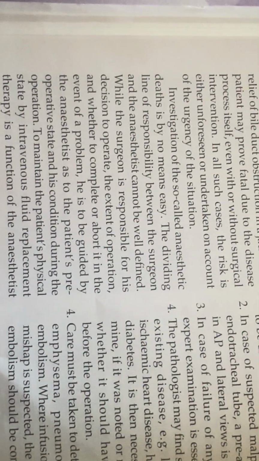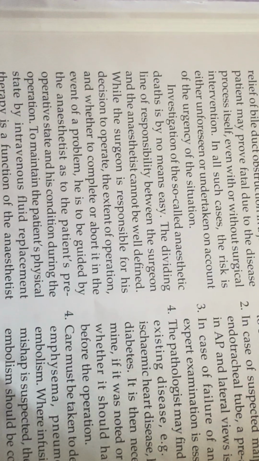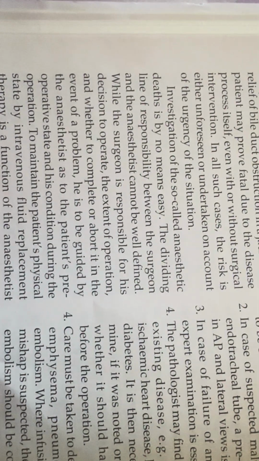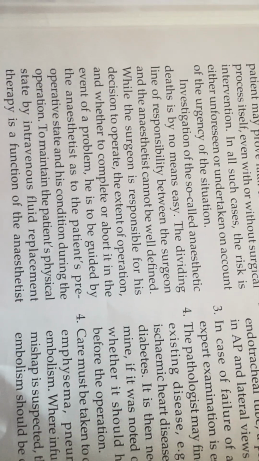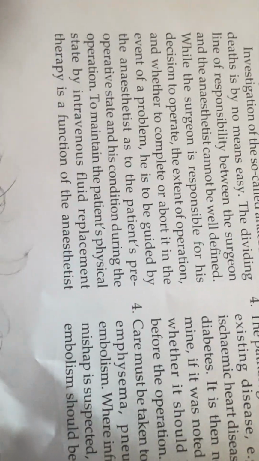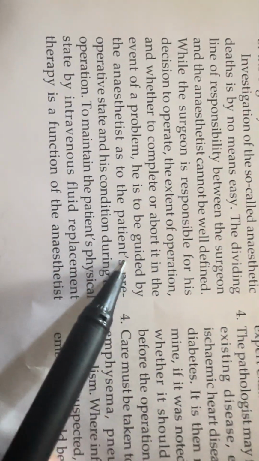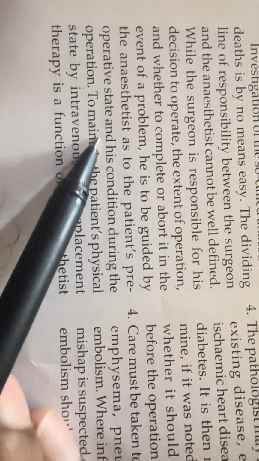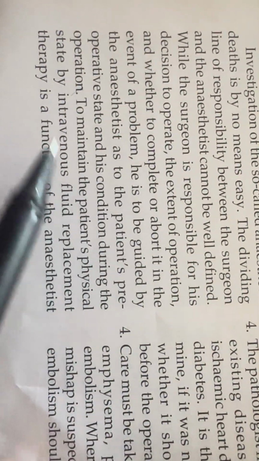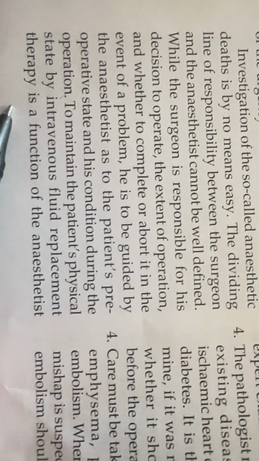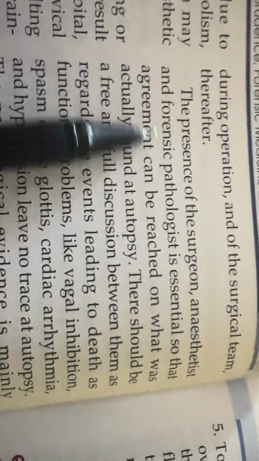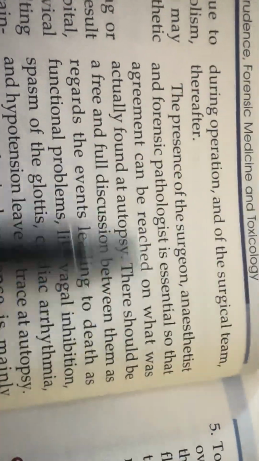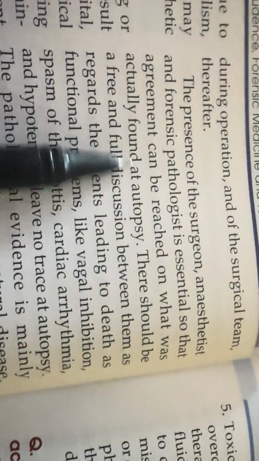Investigation of the so-called anesthetic death is by no means easy. The dividing line of responsibility between the surgeon and anesthetist cannot be well defined. While the surgeon is responsible for his decision to operate and the extent of operation, whether to complete or abort it in the event of a problem, he is guided by the anesthetist as to the patient's preoperative state and condition during the operation. Maintaining the patient's physical state by intravenous fluid replacement therapy is a function of the anesthetist during operation and of the surgical team thereafter. The presence of the surgeon, anesthetist and forensic pathologist is essential so that agreement can be reached on what was actually found at autopsy.